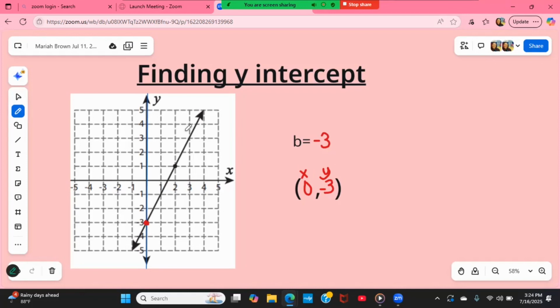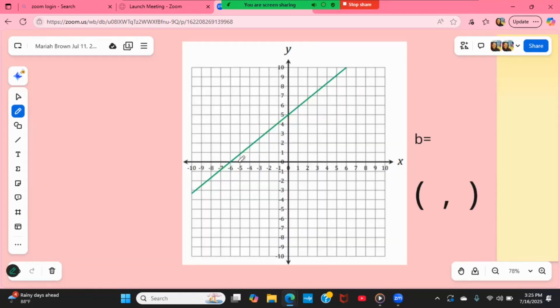Let's try another one together. Now we have another graph on our screen. Remember, we're looking at the y-axis. So if we start at the beginning of the y-axis and we start going down here, the line crosses right here. What number is that on? 5. And remember, B, the letter B, resembles your y-intercept, okay? And remember, we write this out as the x being 0 and our y being 5.